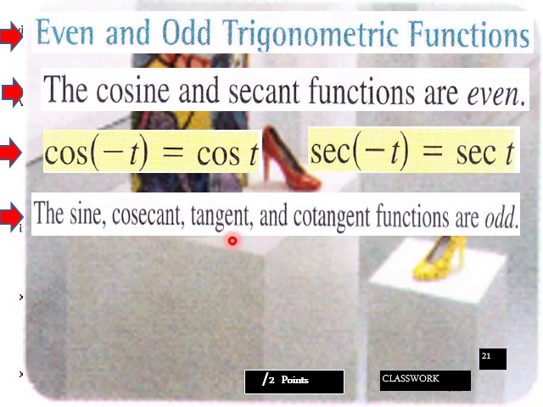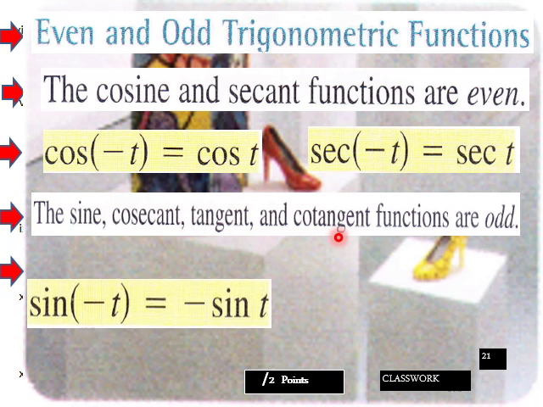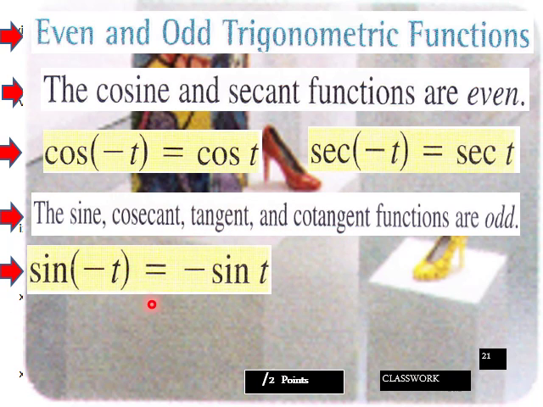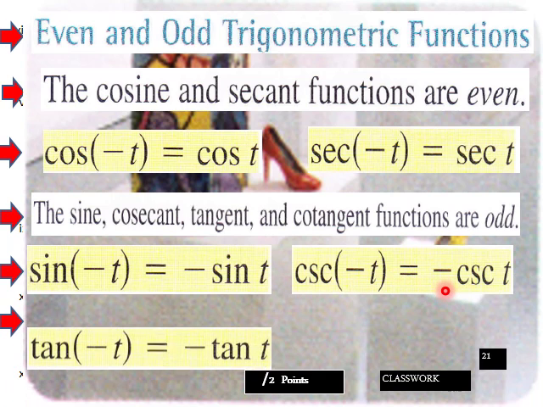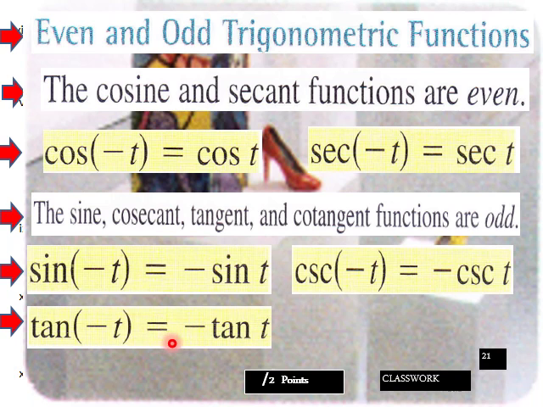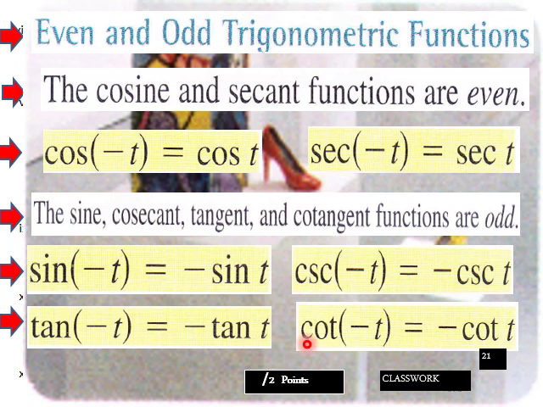The sine, cosecant, tangent, and cotangent functions are odd. So in that situation, sine of negative t would equal the negative of sine t. And then the cosecant of negative t would equal the negative of cosecant t. Tangent of negative t would be the negative tangent t. And then cotangent of negative t would equal the negative cotangent t.